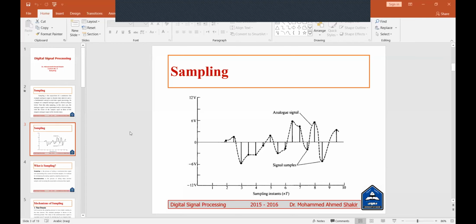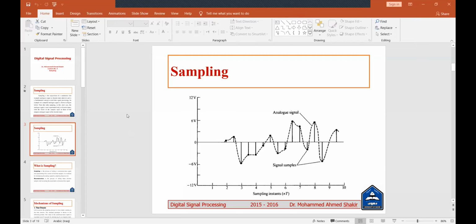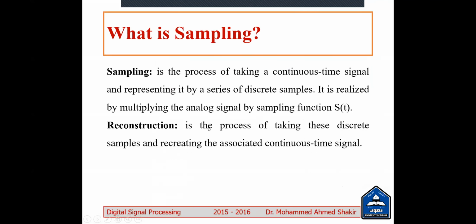Well, we have explained the derivation for the sampling, and by now we have talked about the two mechanisms of the sampling: the mechanism in the time domain, what's going on in the time domain, and what's going on in the frequency domain. Of course, we have to define two important definitions here.